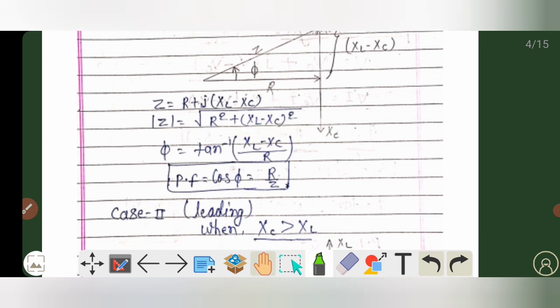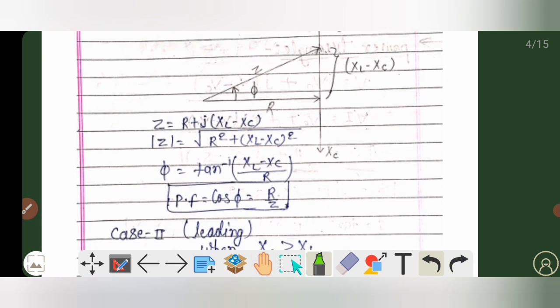Now from the same triangle, if you want to calculate the value of tan phi, that will come out to be (XL minus XC) by R. And if you want to calculate the value of phi from here, then phi is equal to tan inverse of (XL minus XC) by R, as you can see here.